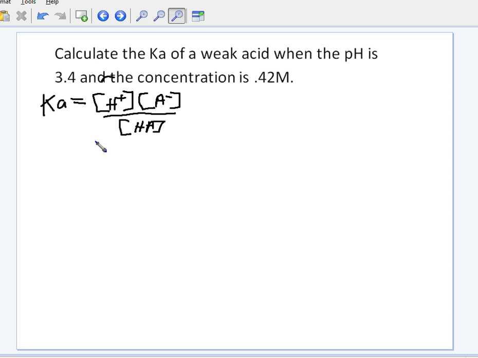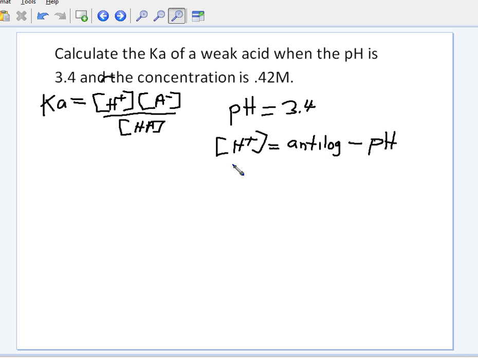Alright, so then if you remember back from the yellow worksheet that we did, that pH and H plus are related. So what you can do is you can use the pH. If the pH is equal to 3.4, you can use this relationship that the H plus is equal to the antilog of the negative pH.